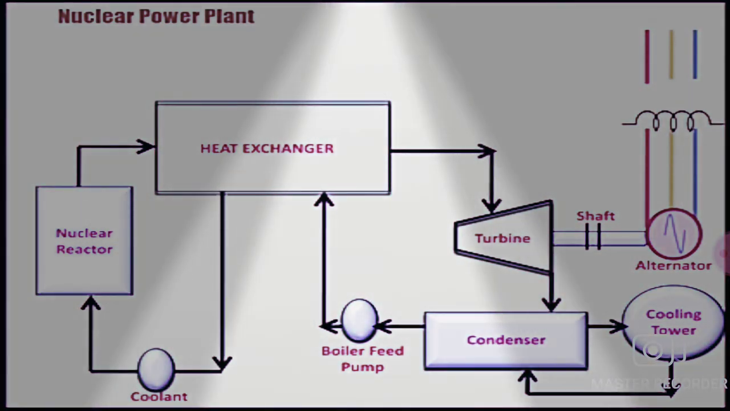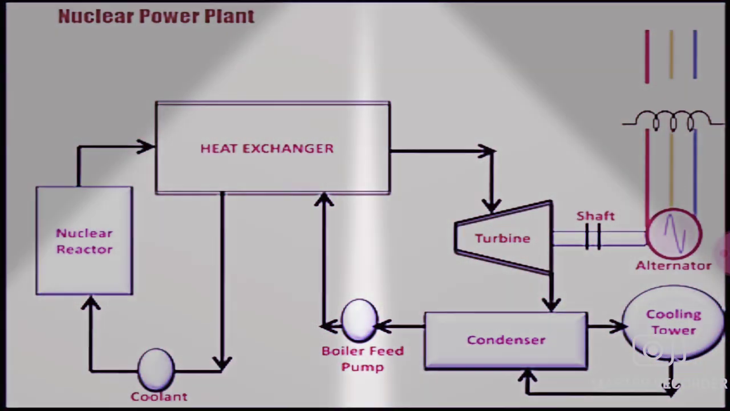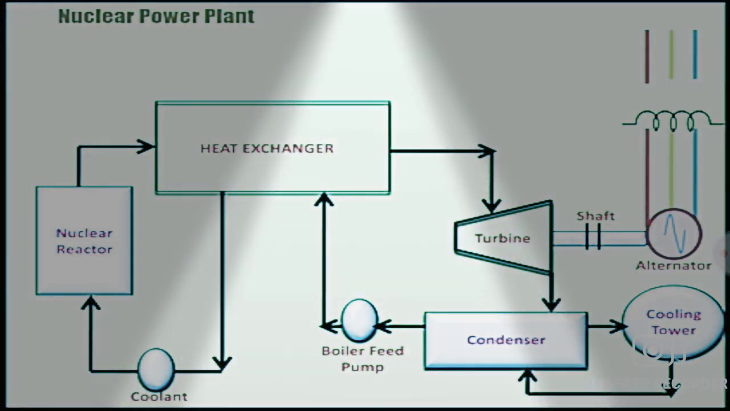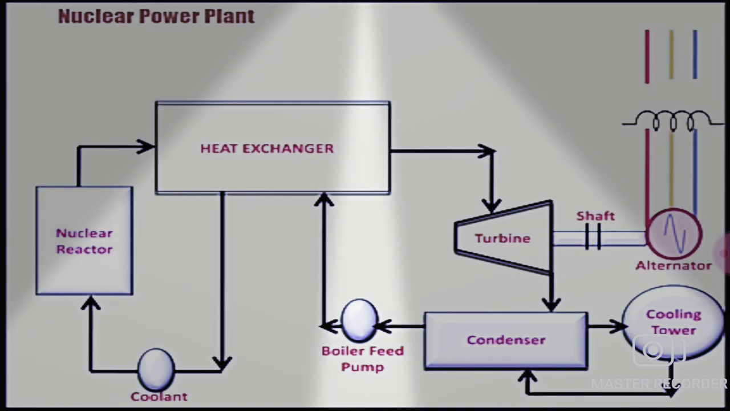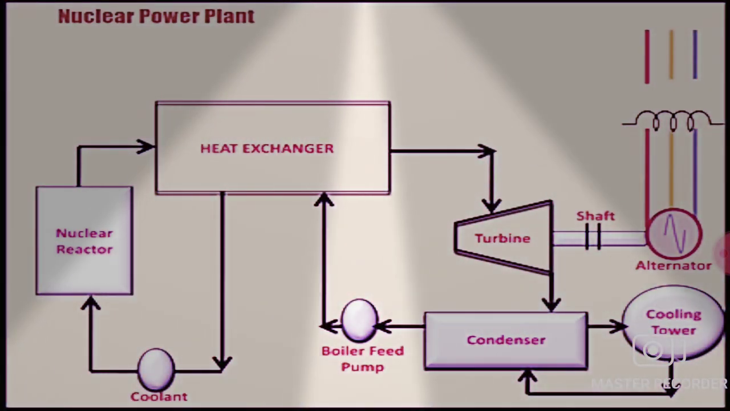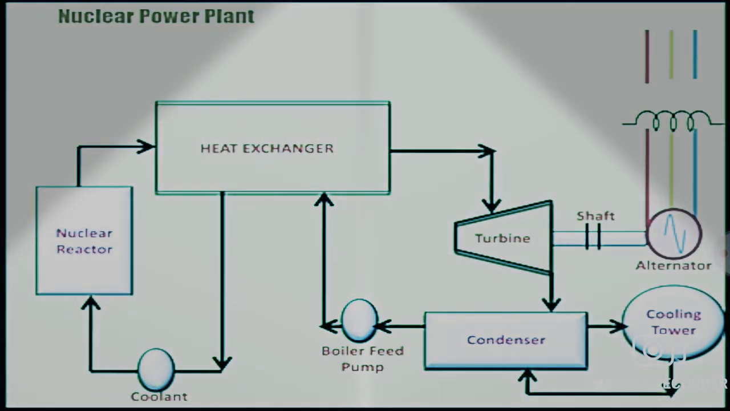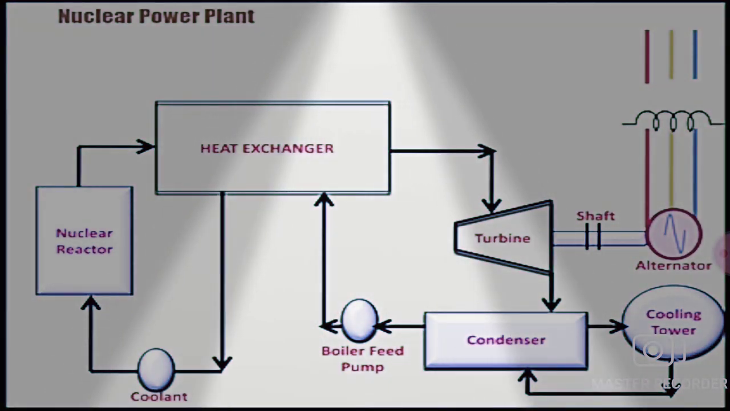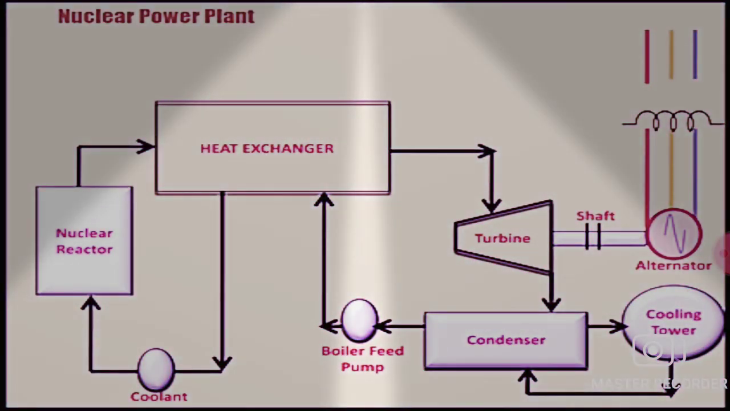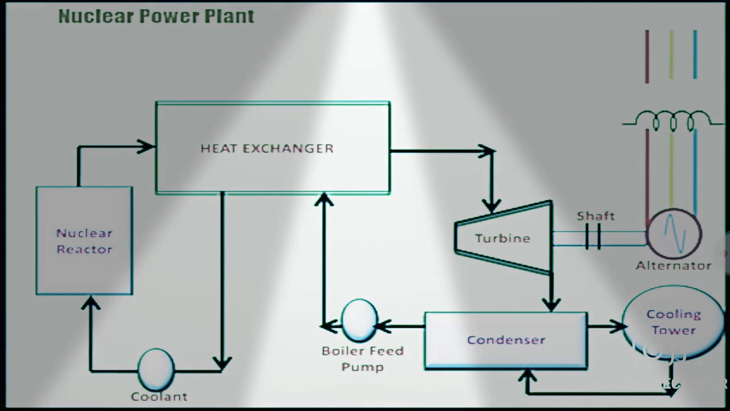Next is the condenser. The condenser is also called a steam condenser. Then let us see what is the function of the steam condenser. After producing useful work or mechanical energy in the steam turbine, the steam is exhausted to cooling water, which comes from the cooling tower. After cooling and condensation, the exhausted steam is converted to water, which can be used as feed water for recirculation. This feed water is pumped back to the heat exchanger or steam generator with the help of the feed water pump.